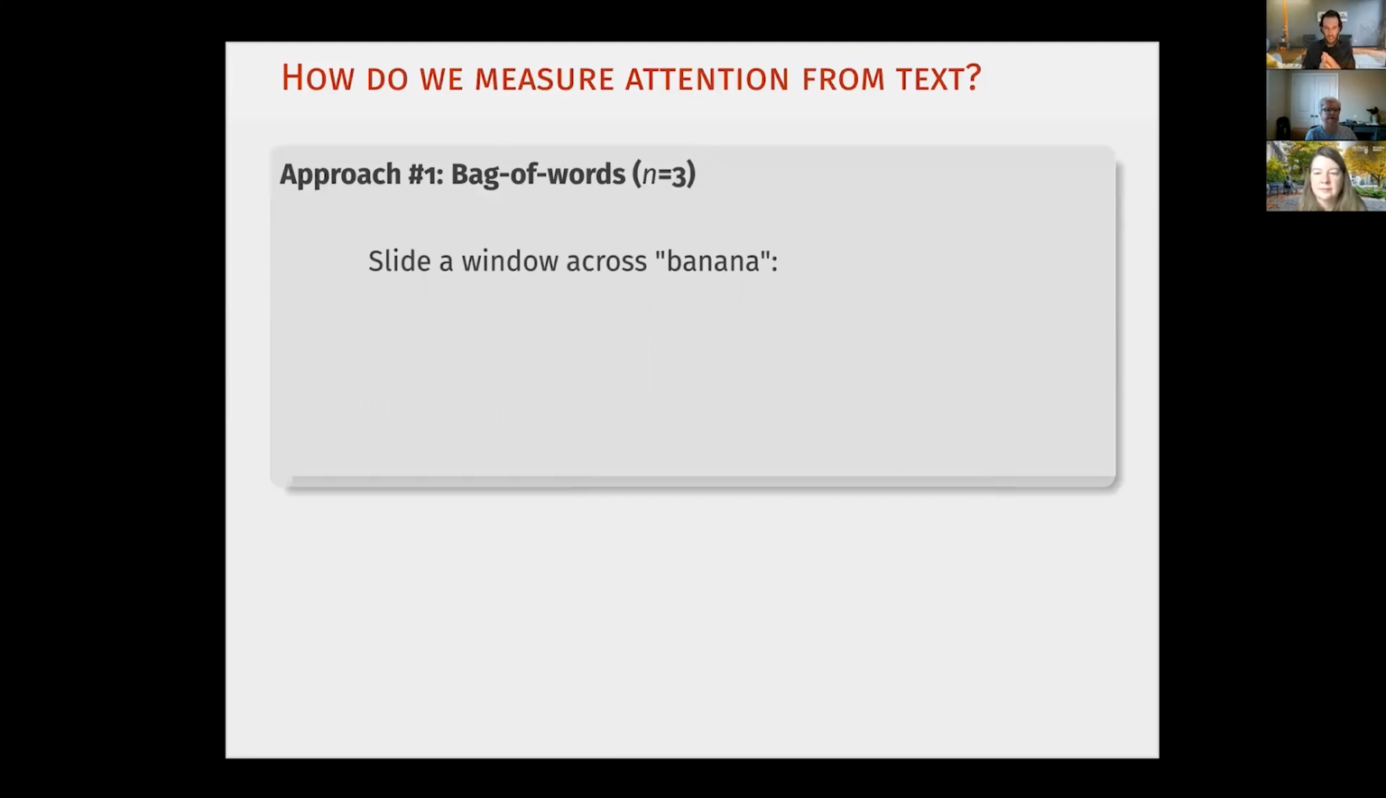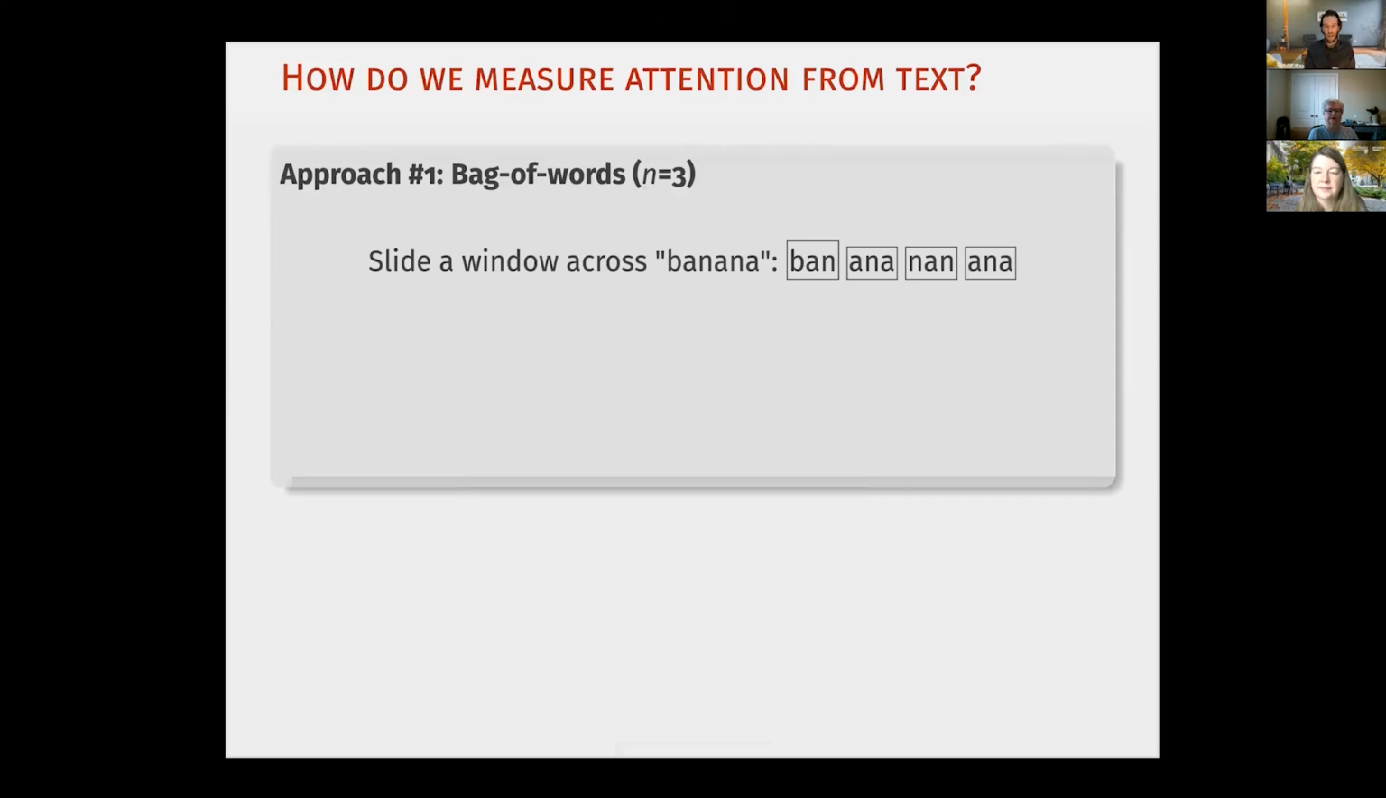First, always go with the easiest, and that's a bag of words approach. Some of you may be familiar with this, so I'm sorry if this is a little slow, but I think it's a really good example of how this works. When we're using a bag of words with n equals 3, that means our window is going to be 3 characters long. This would be a trigram. The first one would be BAN, and then ANA. So literally just moving one letter at a time, transitioning the window.